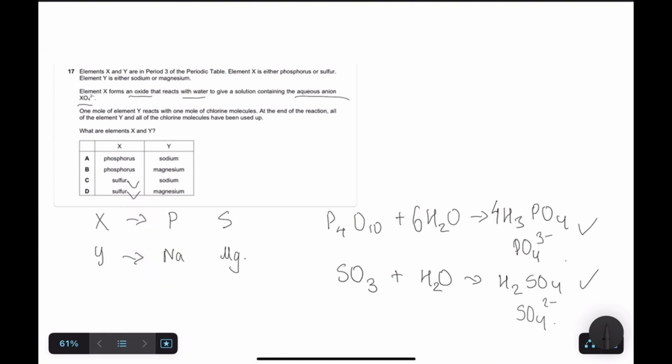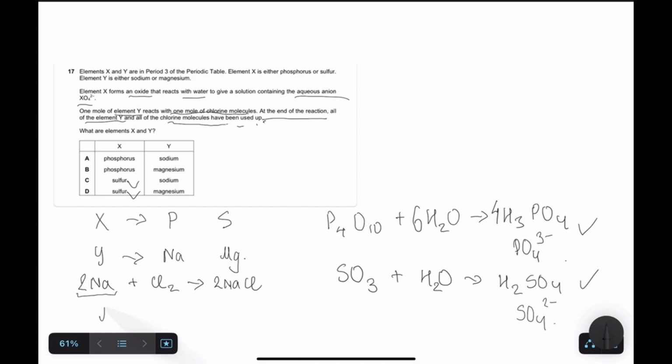And for element Y, 1 mole of element Y reacts with 1 mole of fluorine molecules. At the end of the reaction, all of the element Y and all of the fluorine molecules have been used up. If you write the reaction between sodium and fluorine, it will be sodium fluoride, 2 and 2, so it doesn't fit the given sentence: 1 mole of element Y would react with 2 moles of sodium.